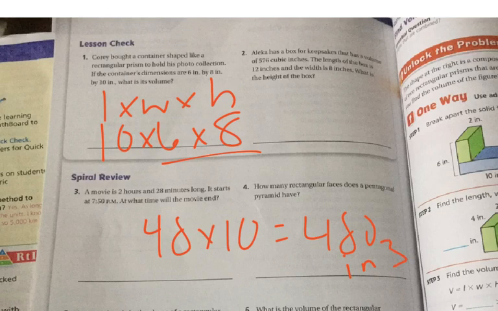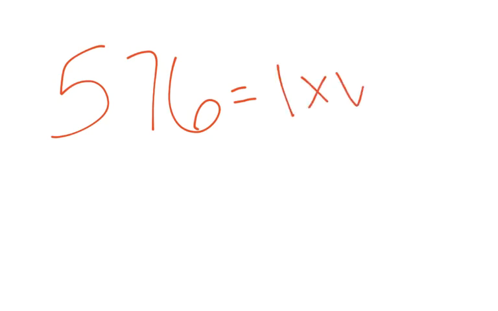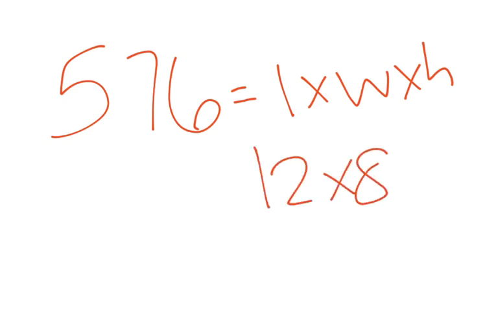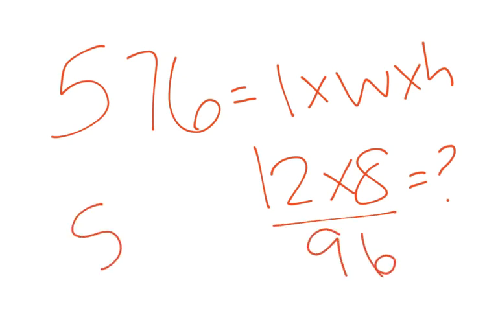Okay, Alika has a box for keepsakes that has a volume of 576 cubic inches. The length of the box is 12 inches, and the width is 8 inches. What is the height? So let's do what we know. We know that 576 is the volume, and it's length times width times height. We know that the length was 12. We know that the width was 8, so what's this missing number? So I know 12 times 8 is 96. So I'm going to do 576 divided by 96 will give me this missing number, or the height. So 576 divided by 96.